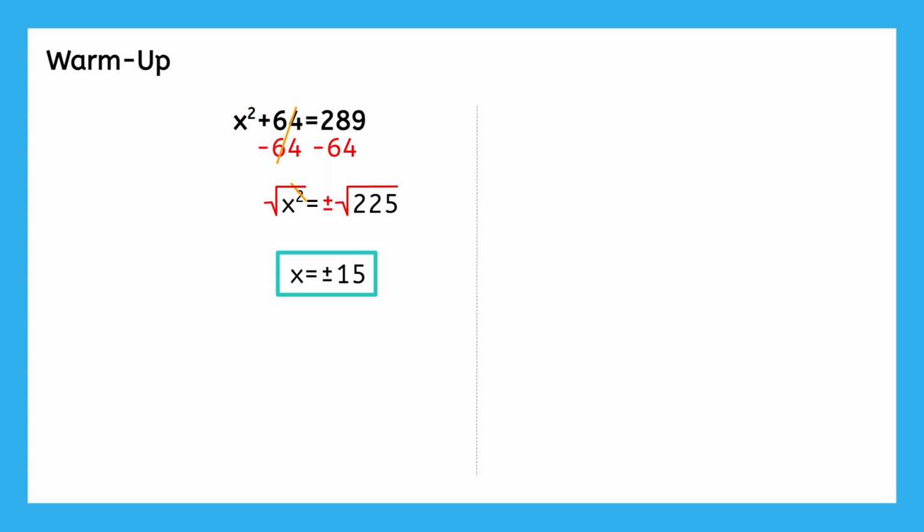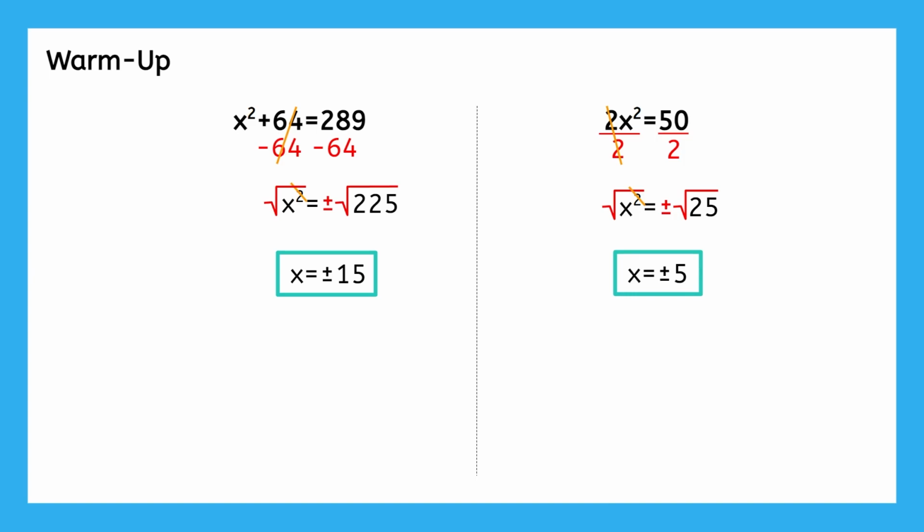Now let's take a look at the second equation. 2x squared equals 50. Once again, we want to get the square by itself before taking the square roots. That is 2 multiplying with the x squared, so let's divide both sides by 2. We get x squared equals 25, so x equals plus minus 5. Notice how using some inverse operations like getting rid of that 64 and that 2 helped us isolate what is actually being squared so that we're ready to use the square roots.